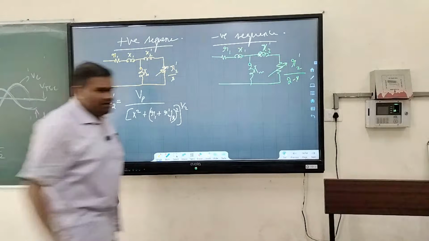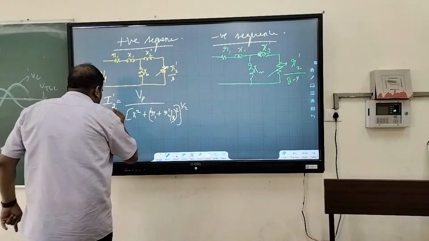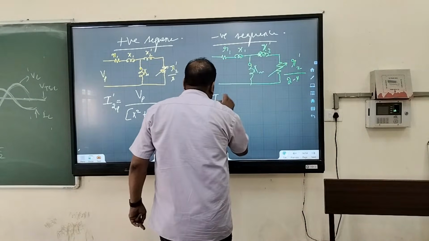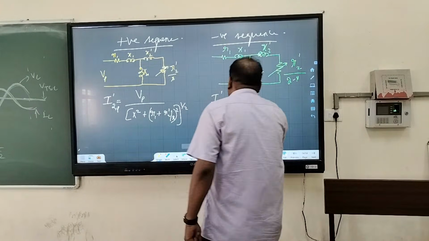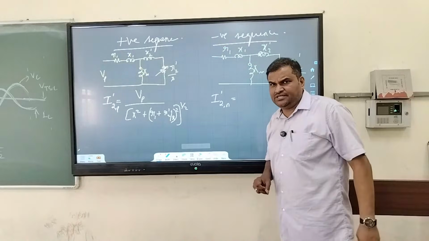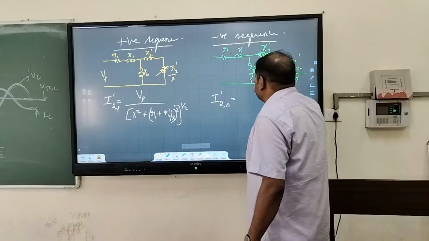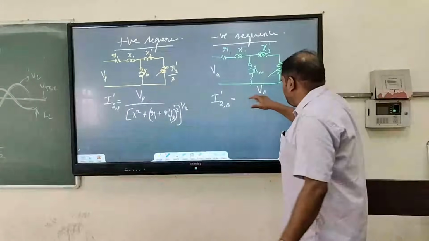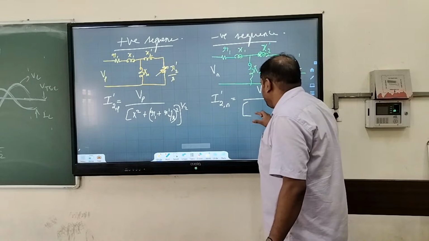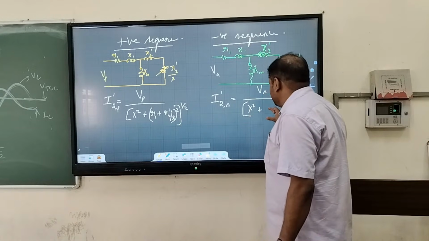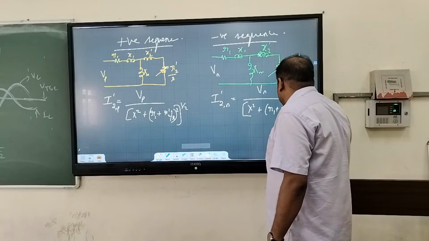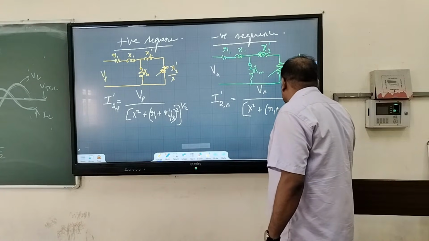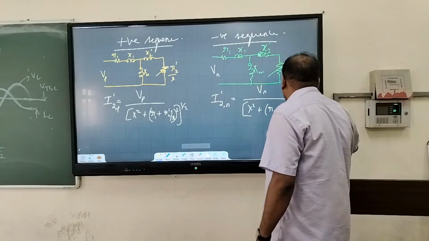What is I2 dash there? So I can say this is I2P, positive sequence current. What is the negative sequence current? I2N dash. Vn, this side is Vn, right? That is Vp, this is Vn. So it is Vn divided by root over of X square plus R1 plus R2 dash by 2 minus s, whole square.